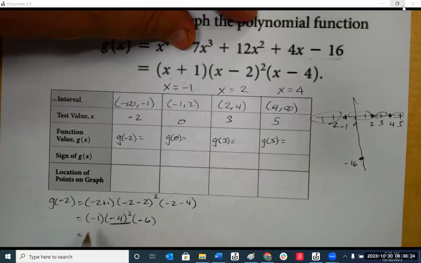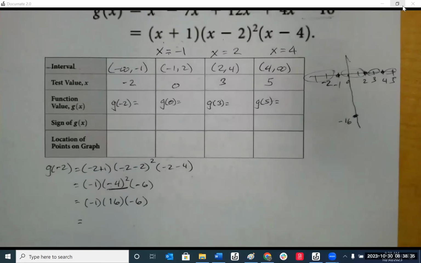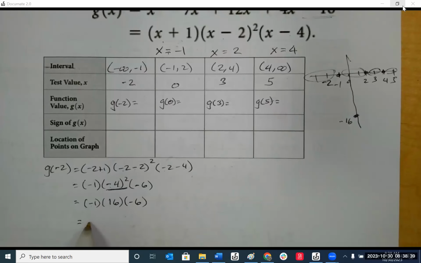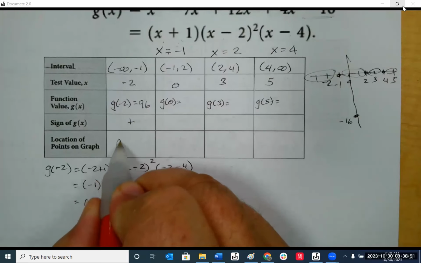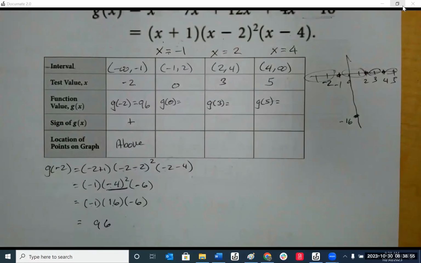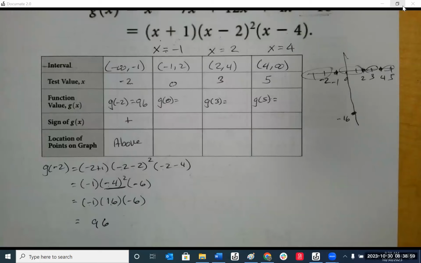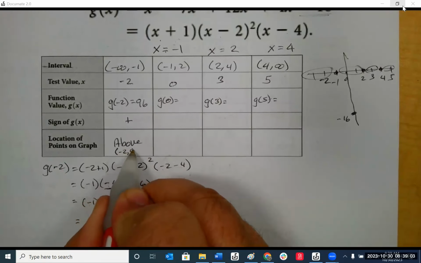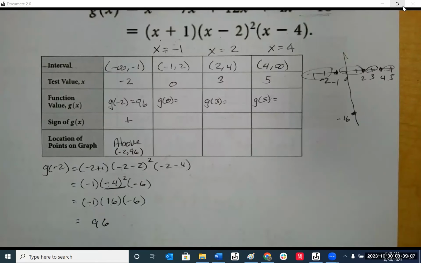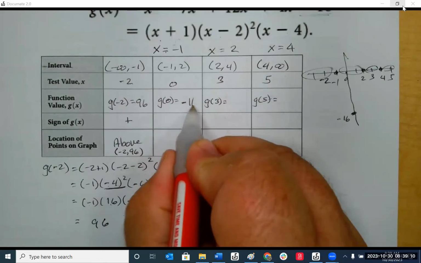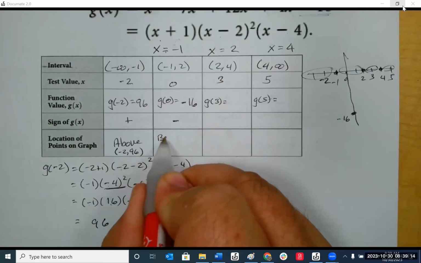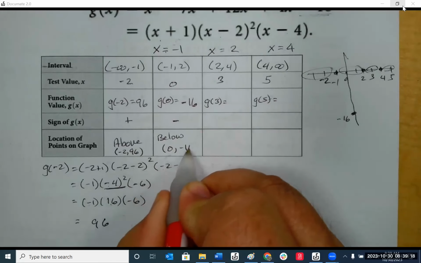The only exponent I have here, -4 squared is +16. Negative times negative times positive is positive. 1 times 16 is 16. 16 times 6 is 96. So it's positive. That means it's above the x-axis. The point is going to be at -2, 96. At 0, it'll be -16. It's negative, it's below the x-axis. It's going to be at 0, -16, which is the y-intercept.